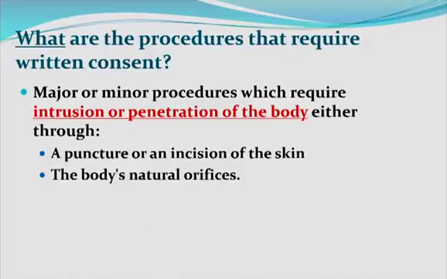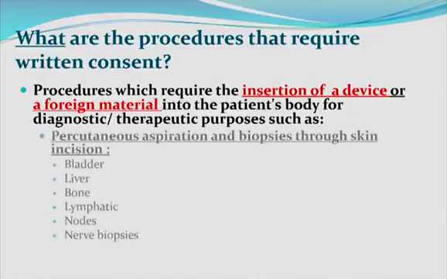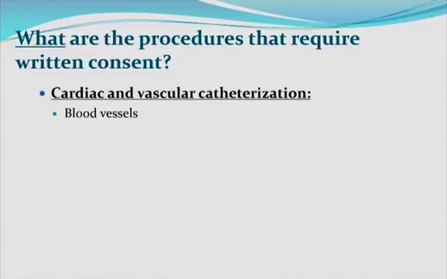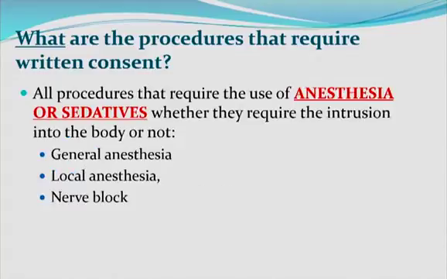So the procedures that need a consent are major or minor procedures which require intrusion or penetration of the body, either through puncture or incision of the skin, or through the body's natural orifice. Other examples are procedures which require insertion of a device or a foreign material. In these cases, we need to take a consent, such as percutaneous aspiration and biopsy through the skin, cardiac and vascular catheterization and stenting, and endoscopy that requires sedation. Also, any procedure that requires anesthesia or sedation, such as general anesthesia, local anesthesia, or nerve block, also needs a consent.